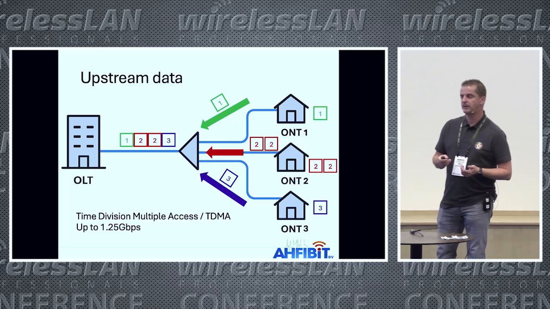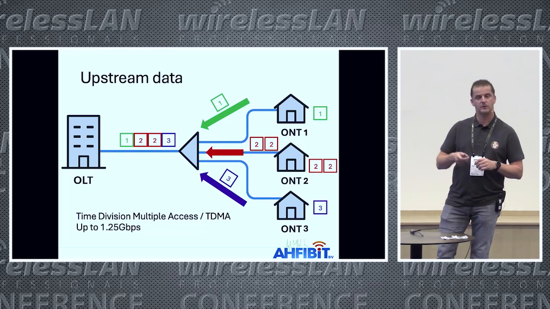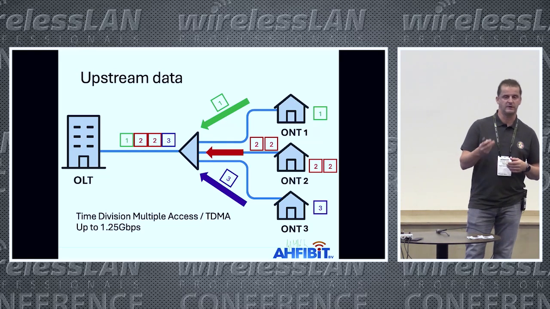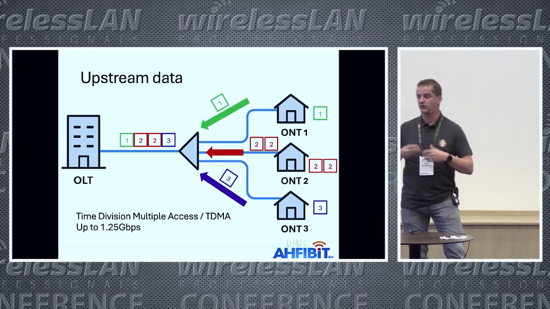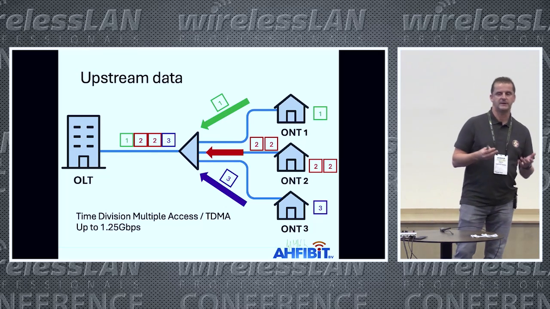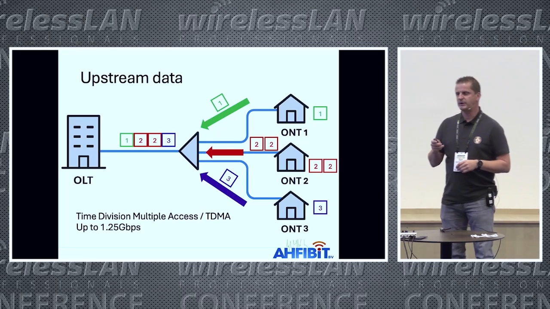Now, what's the problem here? We need a way to prioritize data or voice or video. Because for these bungalow parks, we want to do IPTV, we want to do voice over Wi-Fi or voice over networks. Because GPON is not really Ethernet, it's another standard, there's another stack there. So we need to prioritize that.